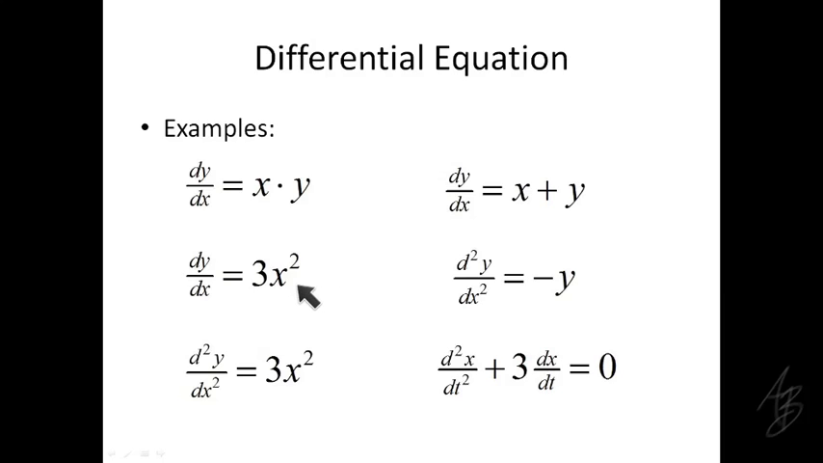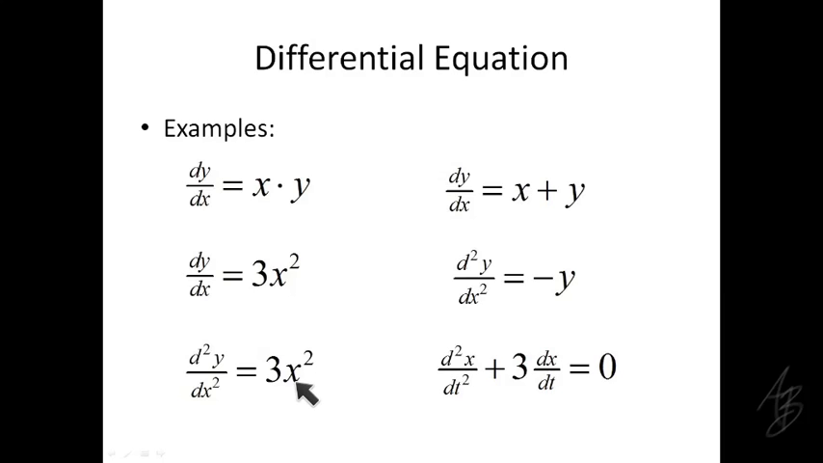This equation right here should look familiar to us, and it simply says that the derivative of y with respect to x is 3x squared, and we could solve this differential equation and say that y is equal to x cubed, or x cubed plus some constant, because when we take the derivative of that constant, the constant's going to disappear. We also see here in this example we have a second derivative is equal to 3x squared, and we know how to work with that to some extent.